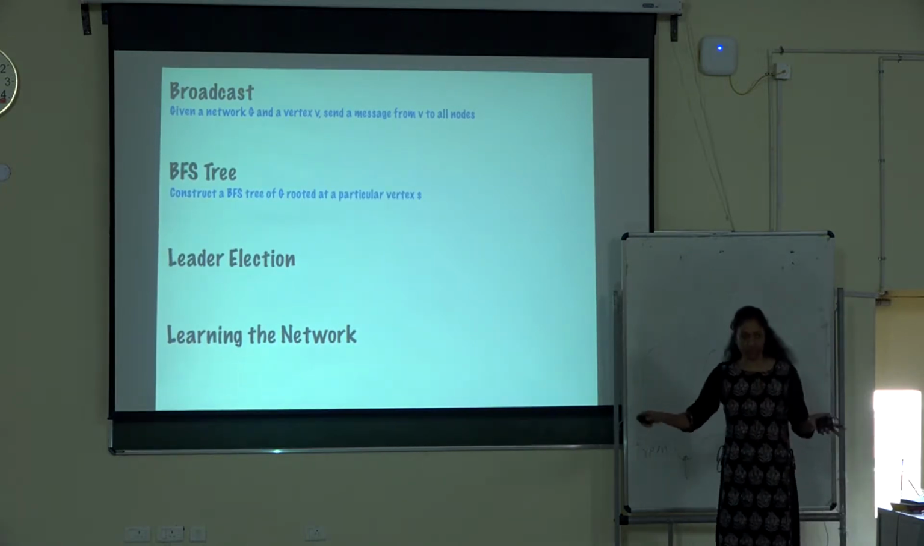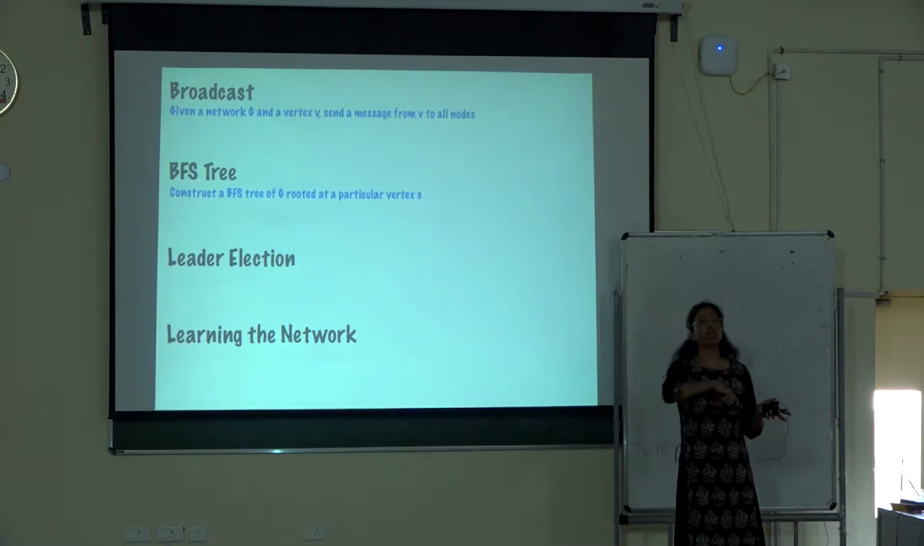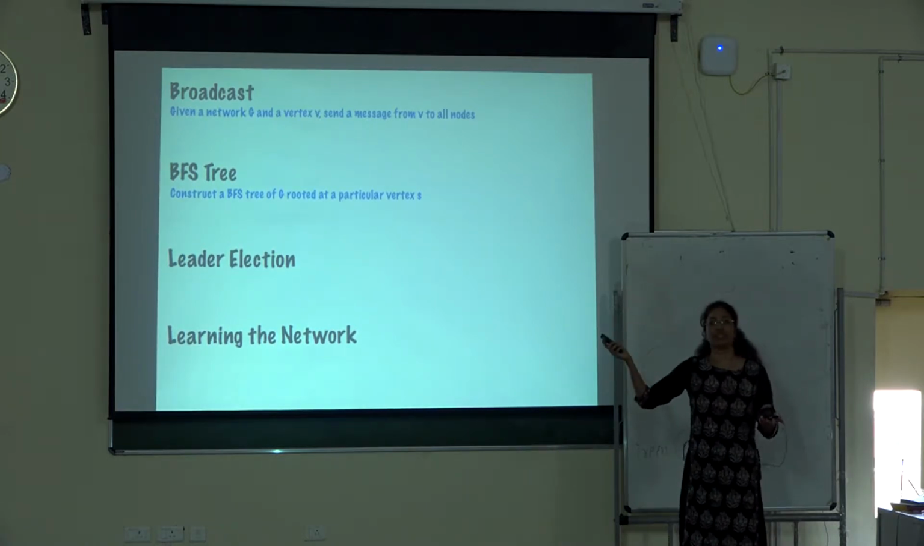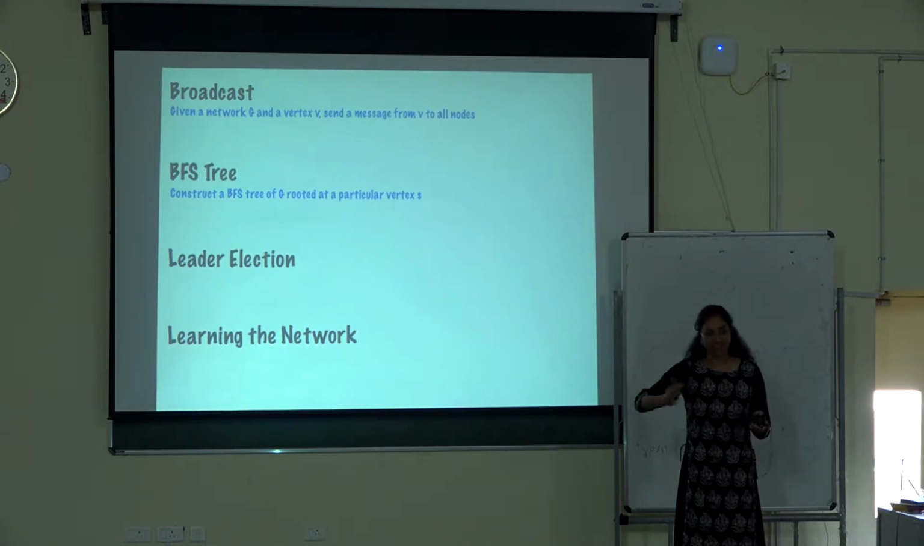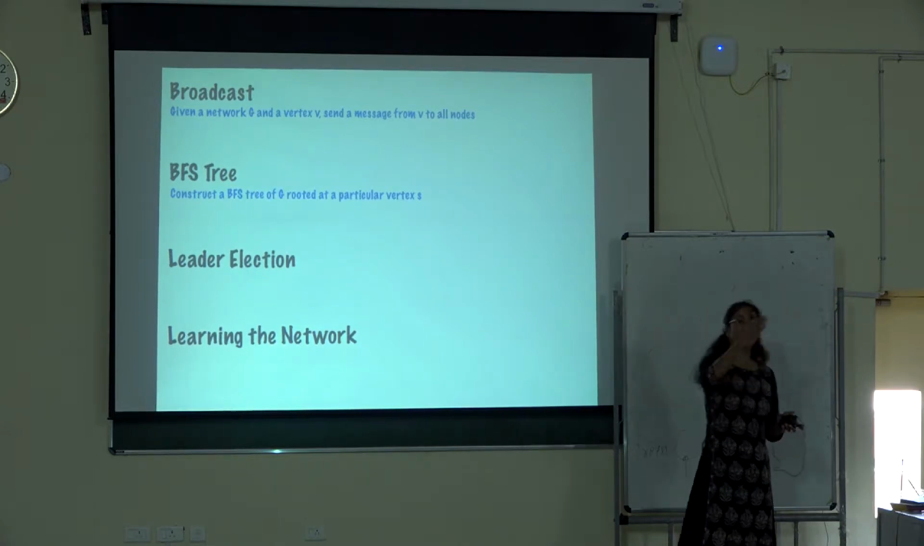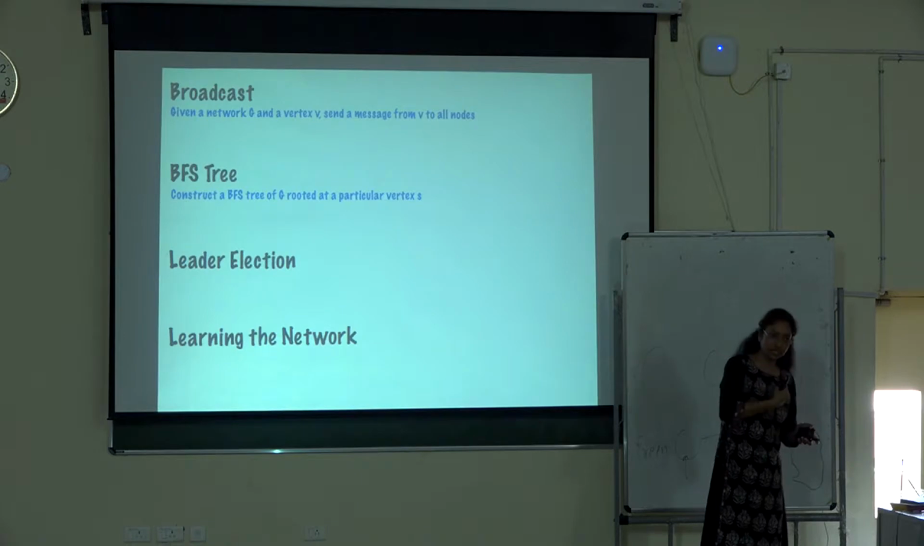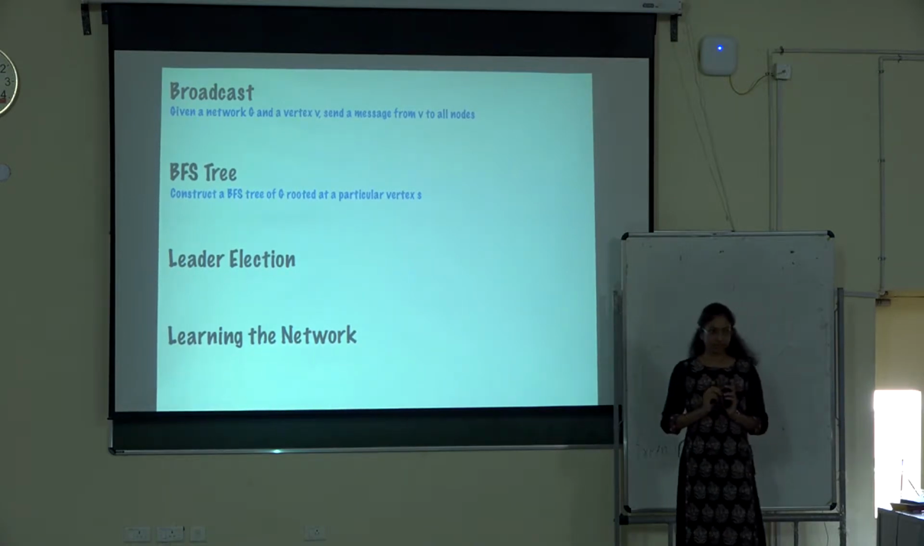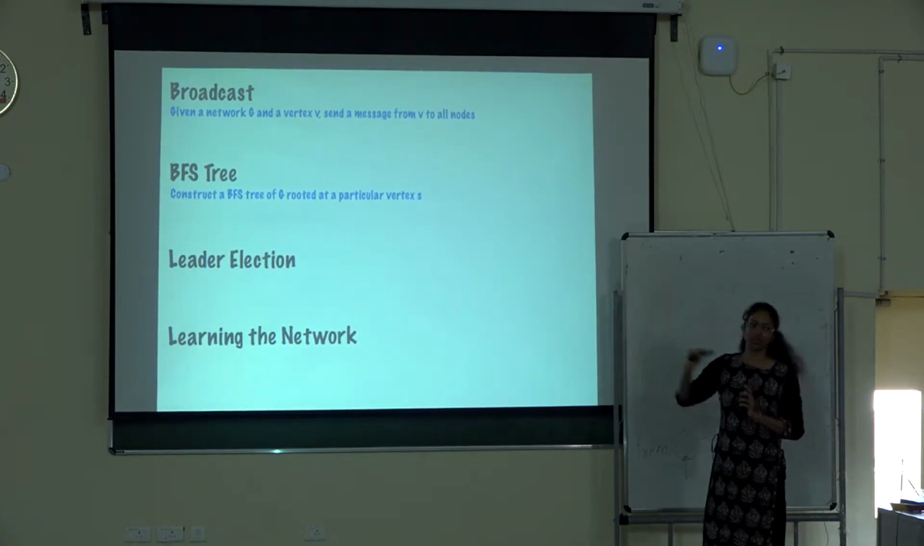We all are the network, again you only have local information. We want to collectively compute a BFS tree. What do I mean compute a BFS tree? At the end of the computation, each of us will know which of the edges incident on us are in the tree. Okay? And at a particular root vertex.